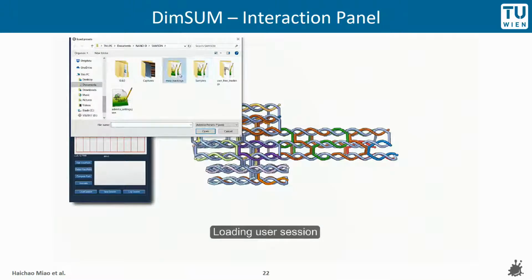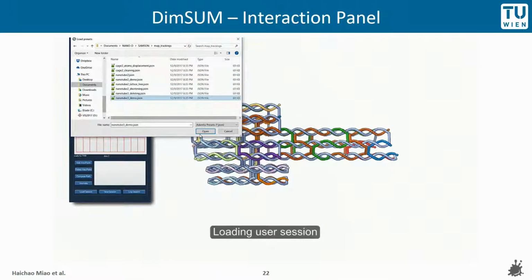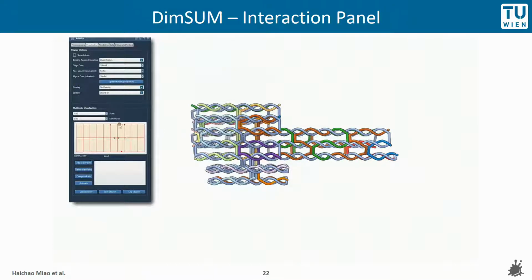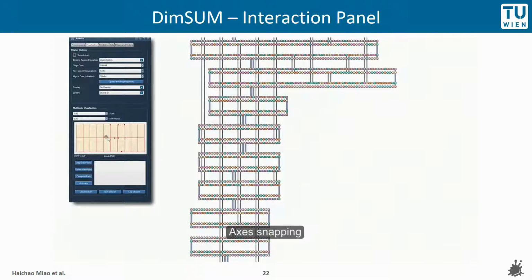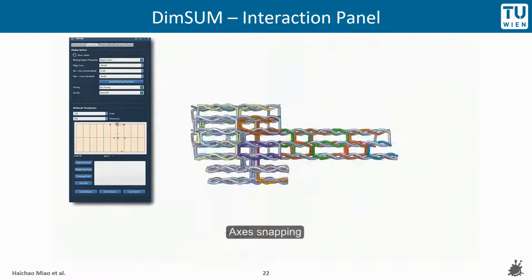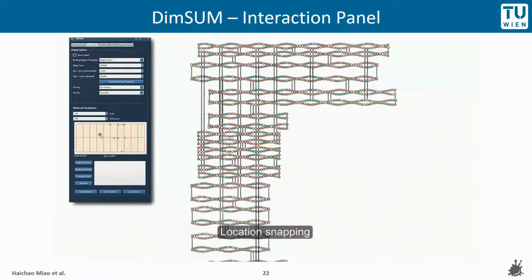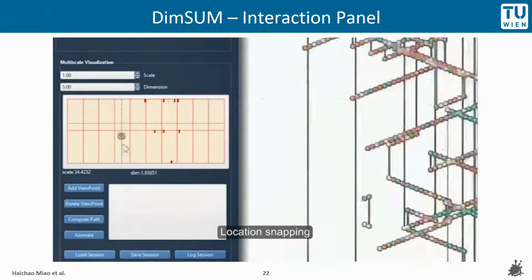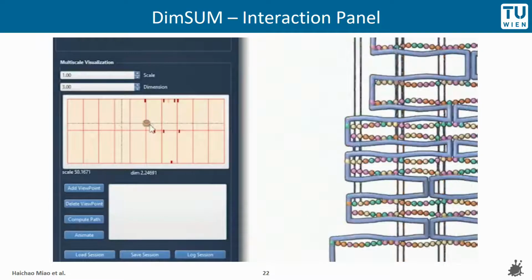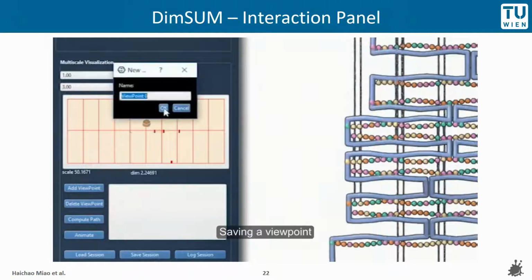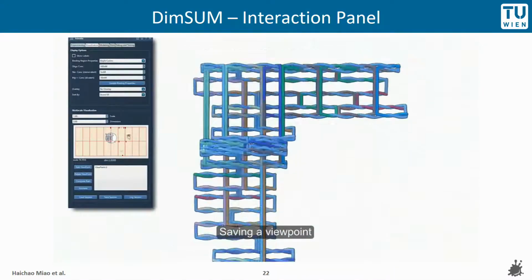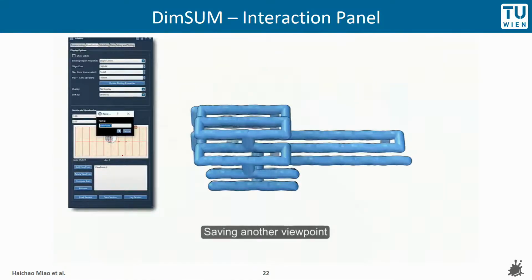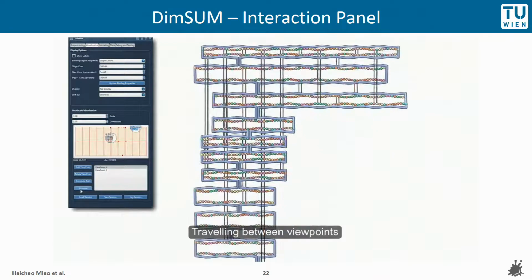So now we load a session that we've logged before. And the interaction panel is now augmented. Here we first demonstrate the axis snapping at a particular discrete dimension or scale, or we can also snap to a particular location here, and then it snaps to a line that is parallel to the axis. So this, in the end, optimizes the workflow a bit. And if they are really interested here, you can see how viewpoints are defined, and then we can also move or travel between these viewpoints.